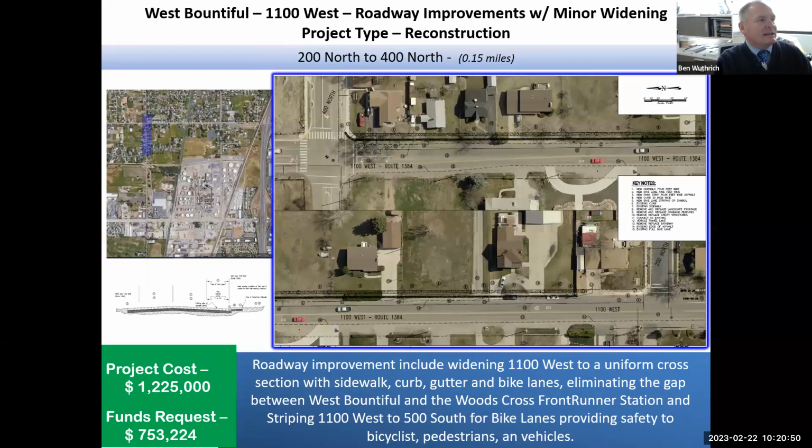The next project is in West Bountiful. This is on 1100 West, roadway improvements with some minor widening and striping between 200 North to 400 North. This project is estimated to cost 1.2 plus million, and the funds being requested is $753,000.